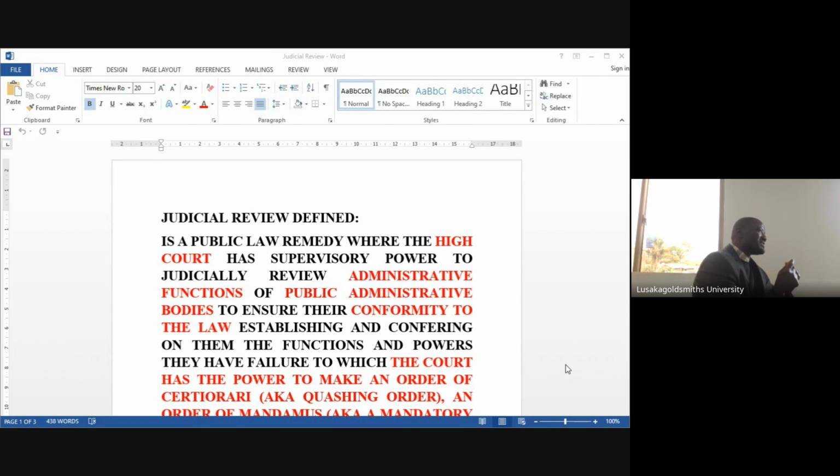The reason why it is referred to as Wainsbury unreasonableness is because it is unreasonableness in the Wainsbury sense, meaning it is not unreasonable ordinarily, but there is a test that has to be established for you to say that indeed this is unreasonable. And that test was established in the case of Associated Provincial Picture Houses versus Wainsbury Corporation. So it is from that case that it is known as the Wainsbury unreasonableness.